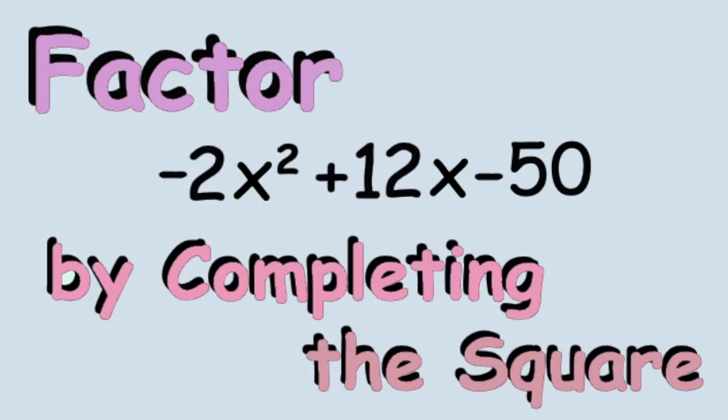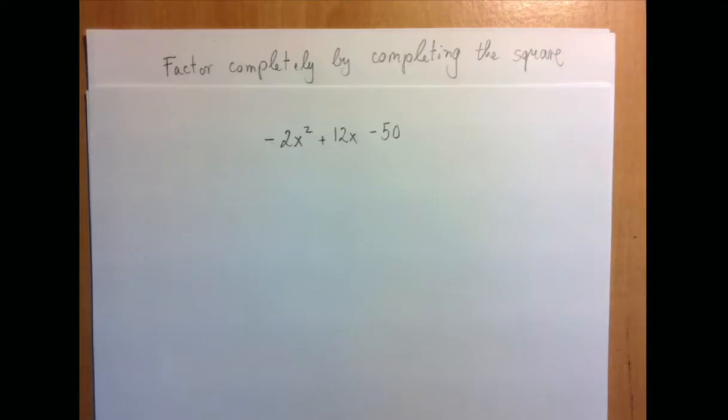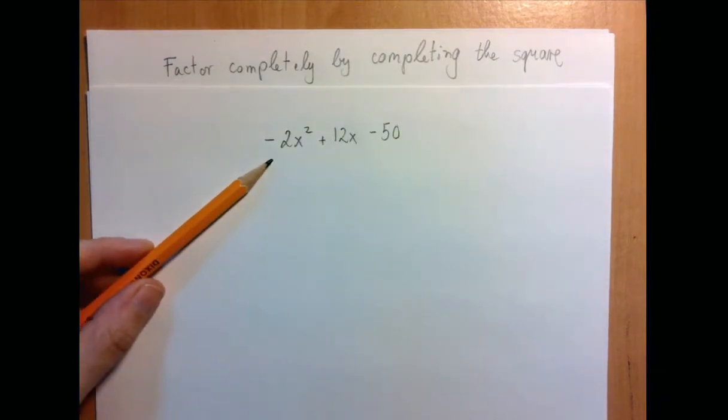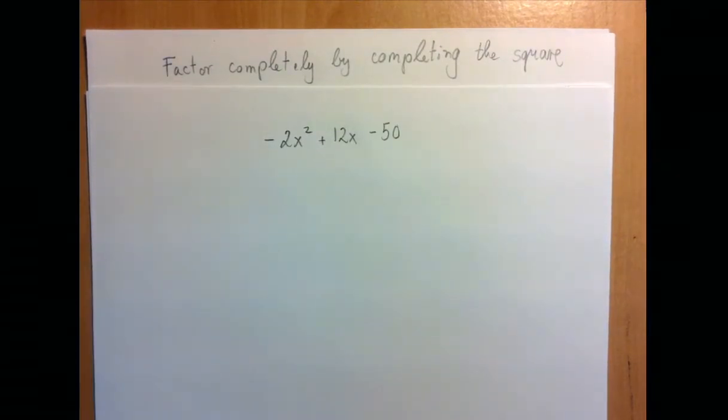So what we have is a quadratic expression with instructions to factor it by completing the square. There are several versions of completing the square. The one we are studying now only works if the leading coefficient is 1. So the first thing that we have to address is the issue that our leading coefficient is -2.